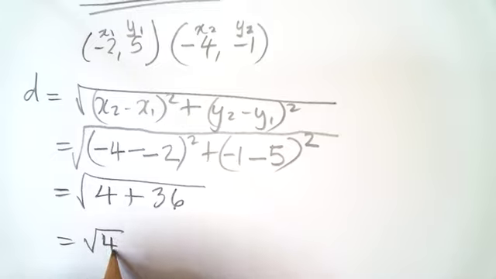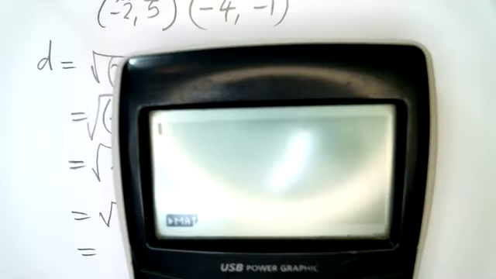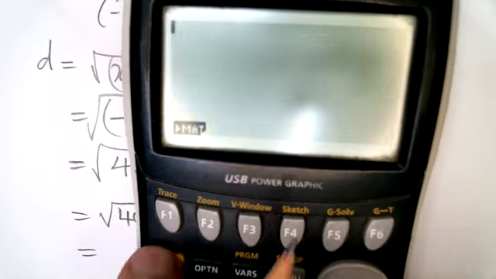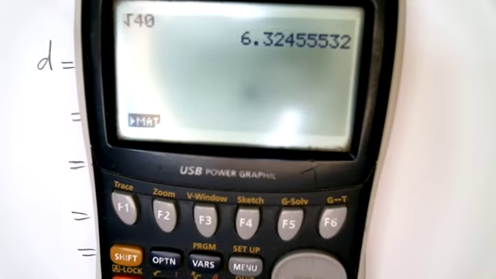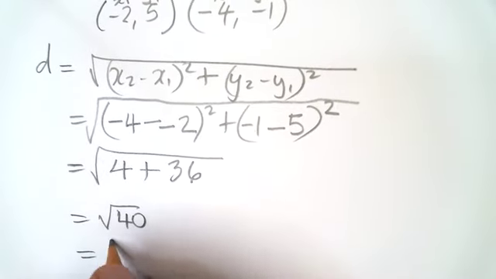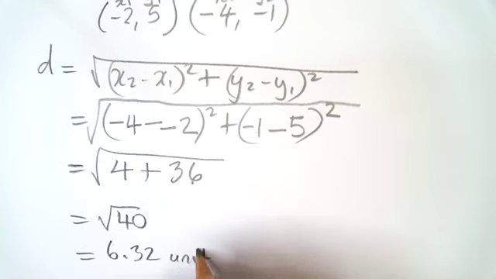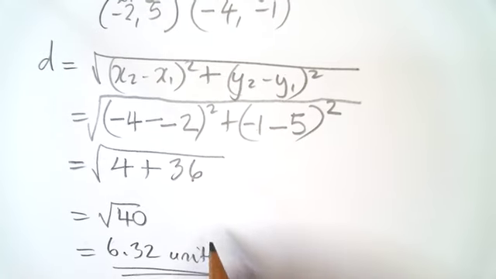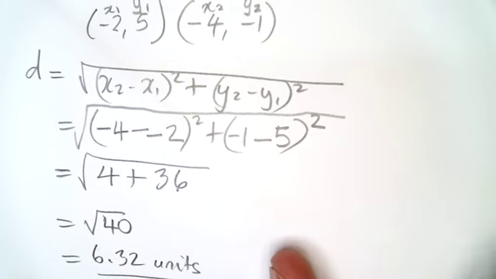And again, we could just leave that as root 40, but probably best to find out what that is. And I don't know what that is just offhand. Let's find it if we can. Square root of 40 is, I'm going to call that 6.32. 6.32, and it would be units. Obviously, if it gives actual units, like they're centimeters or meters or kilometers or something, we can write that in. Otherwise, that's how you'll do that.